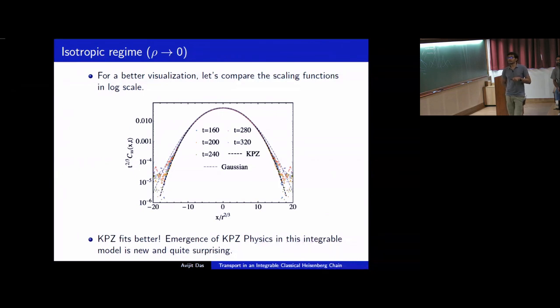This is very clear, right? We get KPZ scaling, and this is kind of a new result, the main result of our work: in an integrable system, besides getting various exponents, we also get KPZ physics. KPZ physics is emerging out of this integrable system.